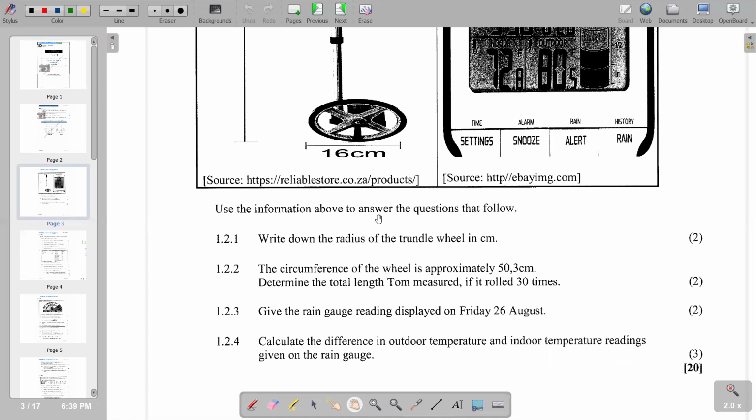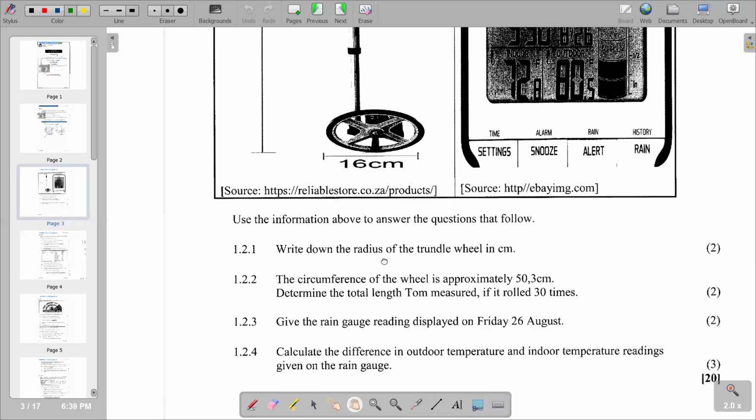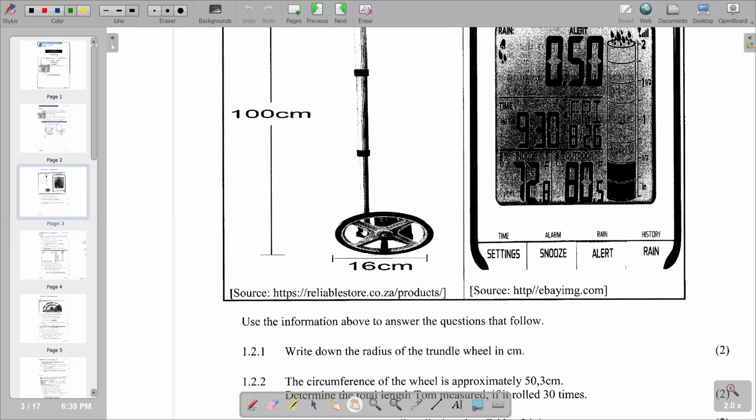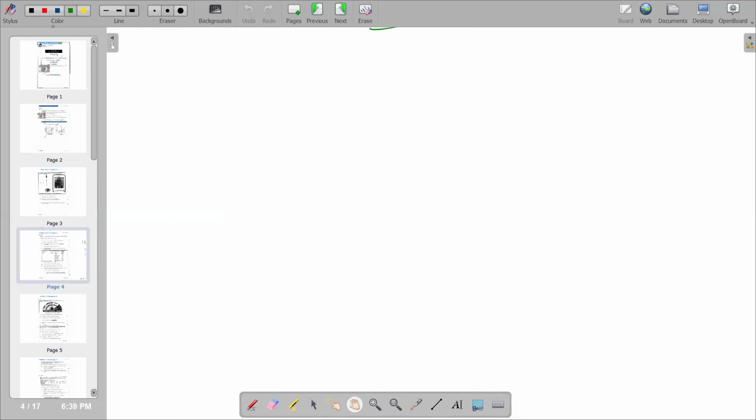So basically, we'll see that the trundle wheel is the one that we have here, and the question needs us to calculate the radius. We are given the diameter here as 16 centimeters. So obviously the radius is half of the diameter. So we're going to say half of 16 centimeters, or just 16 centimeters divided by 2. So for 1.2.1, we say 16 centimeters divided by 2, and we're going to get 8 centimeters. So basically, that's what we have.